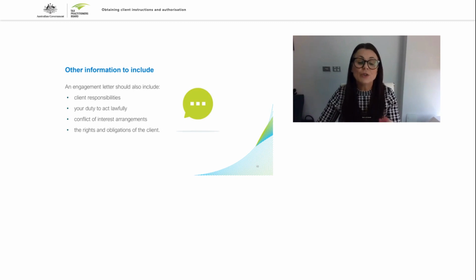You can include your duty under the Tax Agent Services Act to act lawfully in the best interests of the client, and to act honestly and with integrity. You can also include your arrangements on how you manage conflicts of interest, such as if you represent spouses or entities, different entities in a partnership arrangement or trust arrangement. You can also use your engagement letter to disclose commissions that you receive for referring or purchasing products or services that you recommend.